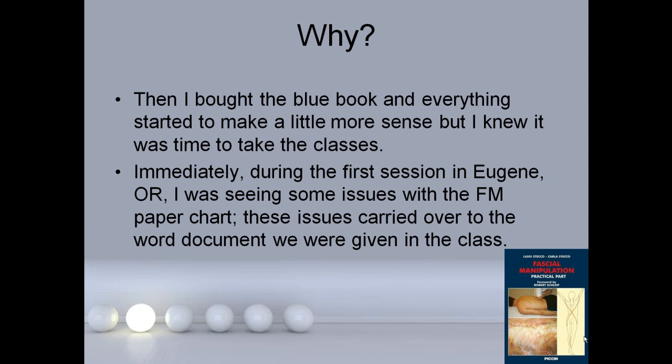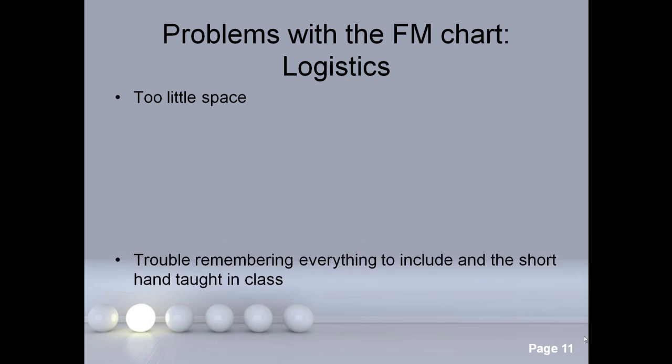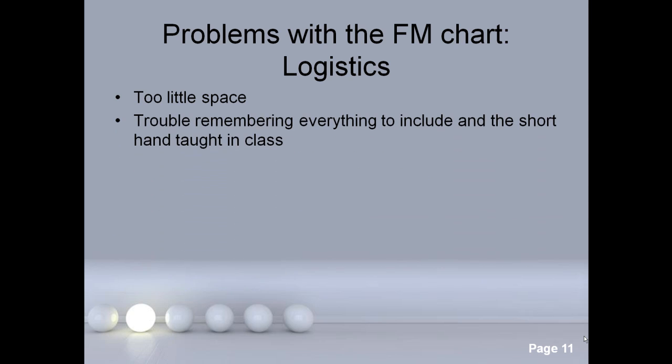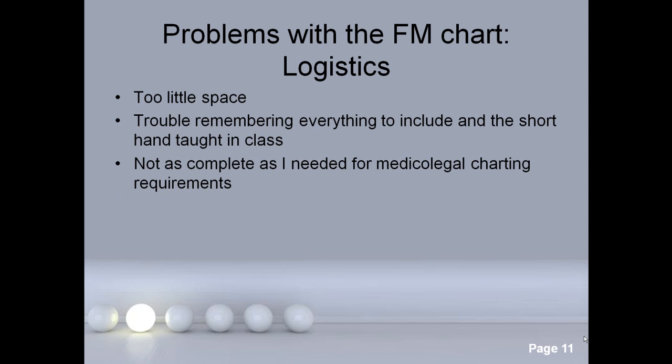And what I noticed throughout the class was the chart still was a problem. The paper chart was lacking for most of us. And then we even got a Word document version of the chart. And even though it was electronic and solved some of the issues, it was still really tedious to use. So here are some of the problems I see with the fascial manipulation chart, the paper chart specifically, but some of these do apply to even a Word document chart.